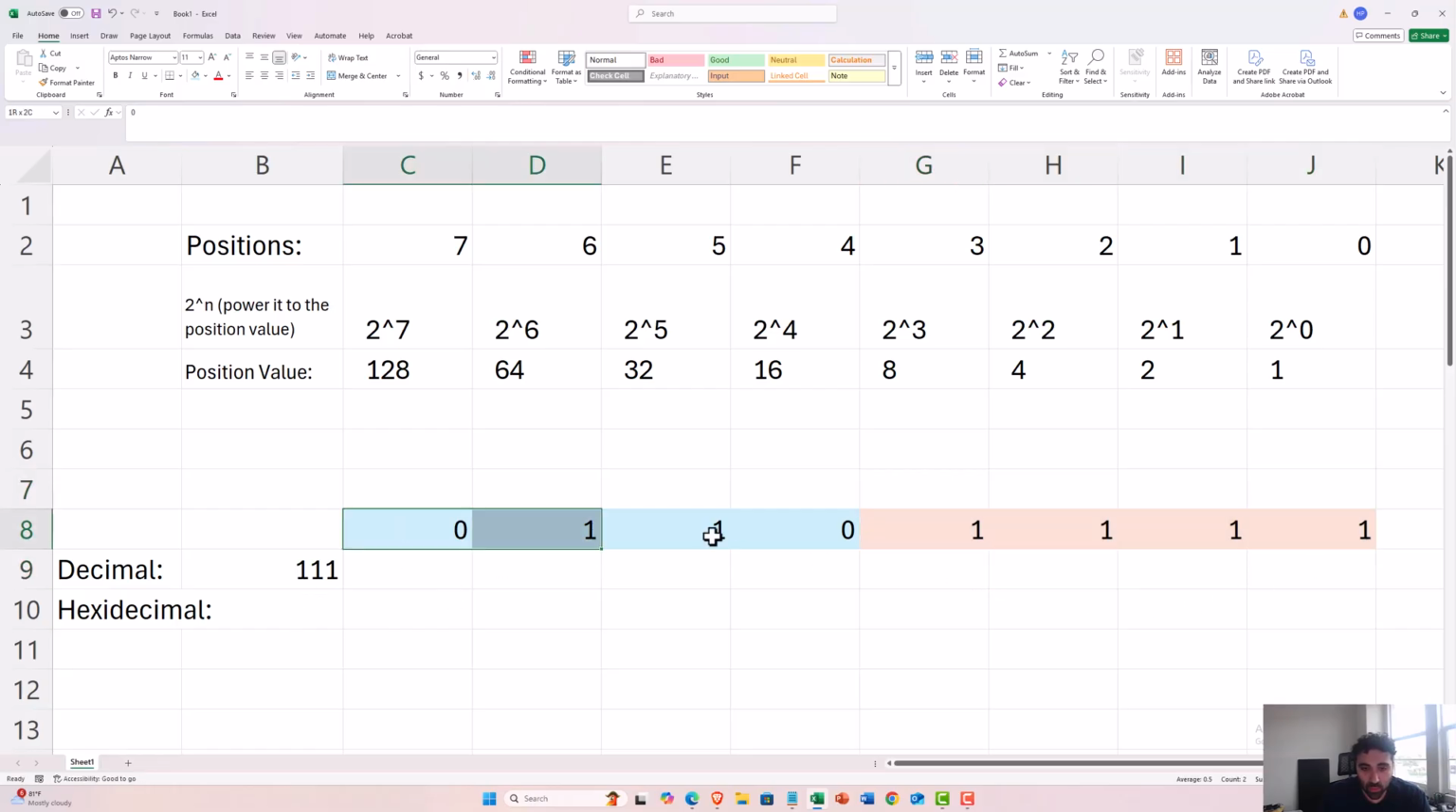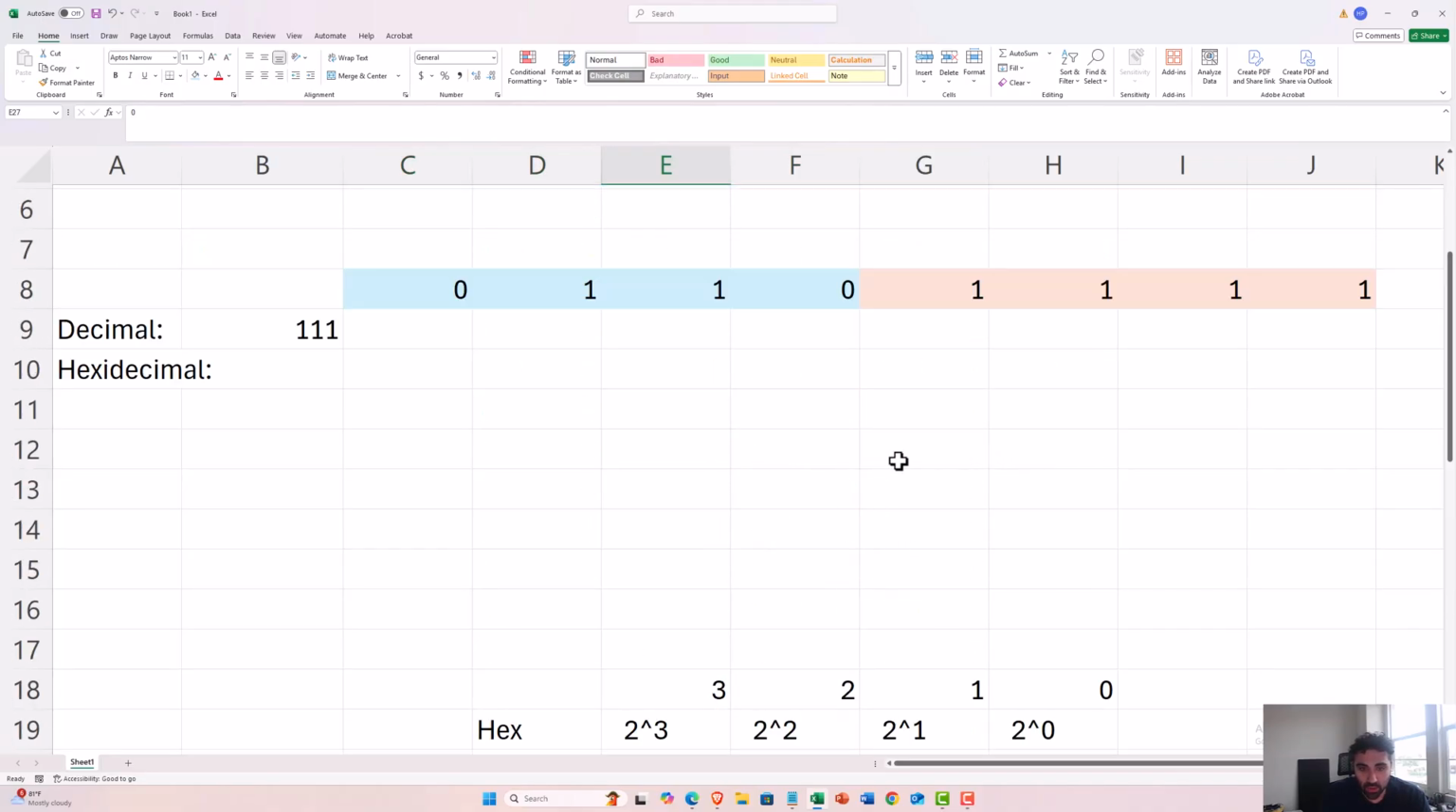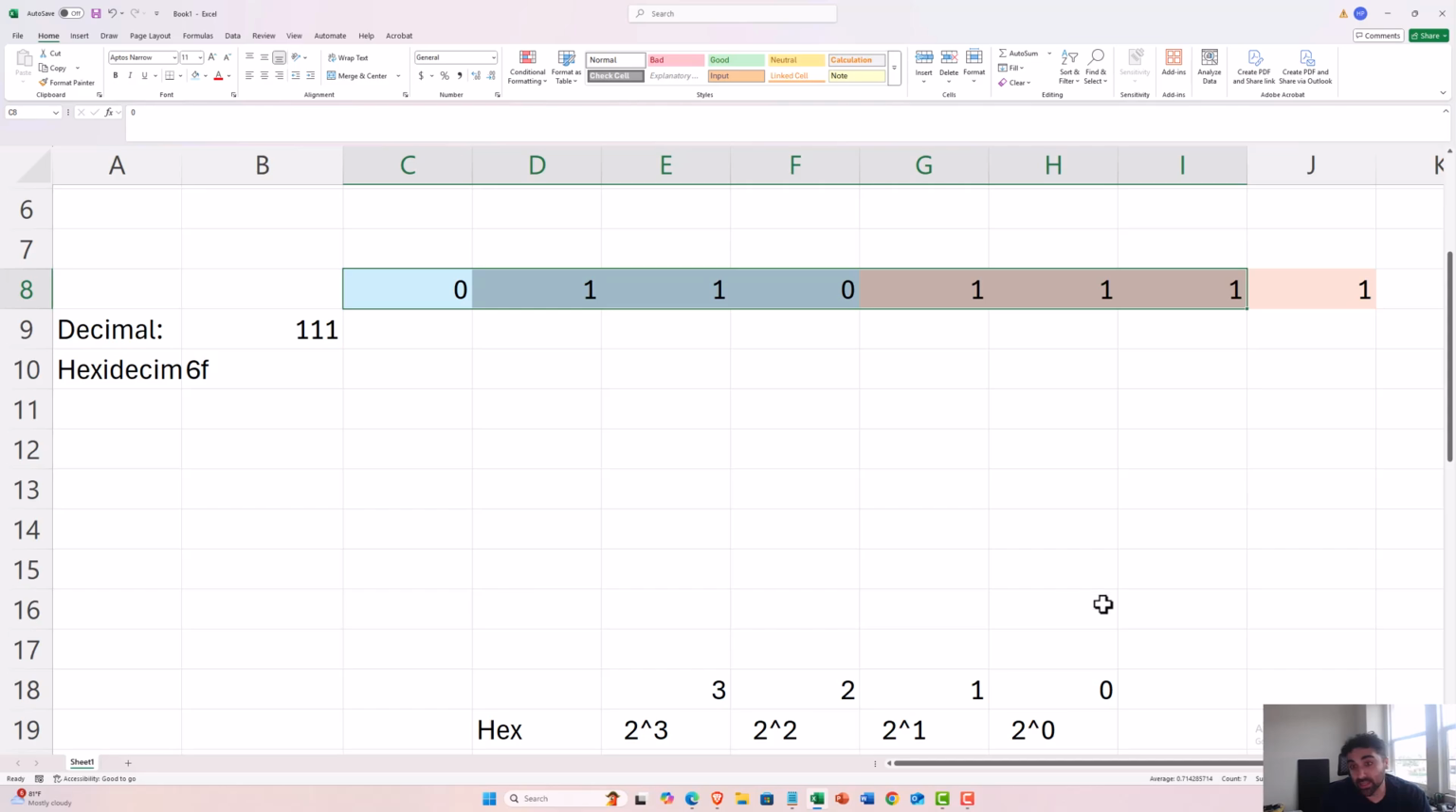So if we want to convert 111 to hexadecimal, what it would look like is, all right, 0110. What would that equal? I have this chart right here that I created. 0110, so that's 6, all right? And then 1111 is F, all right? So the hexadecimal of this string of numbers is 6F.